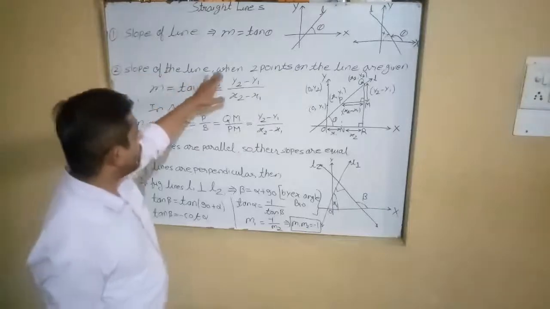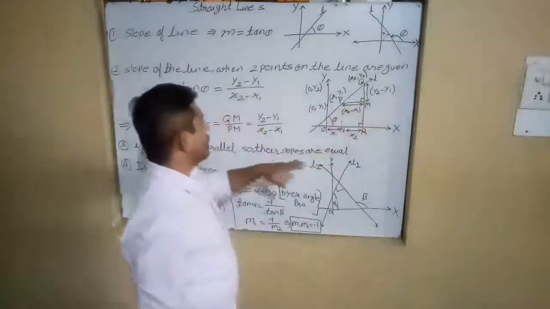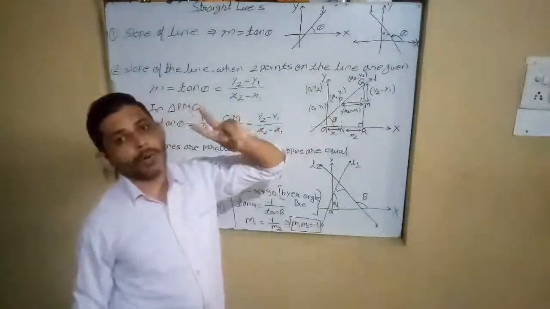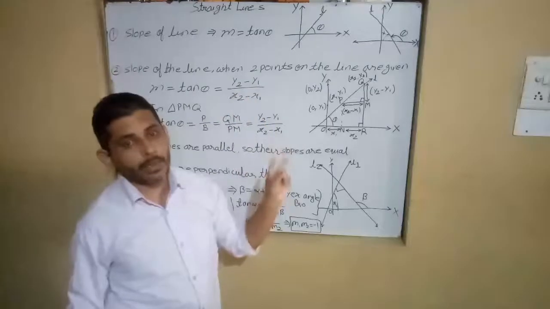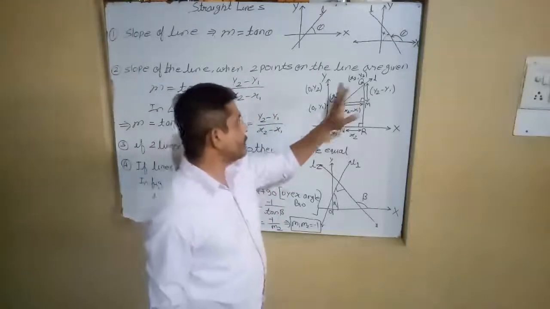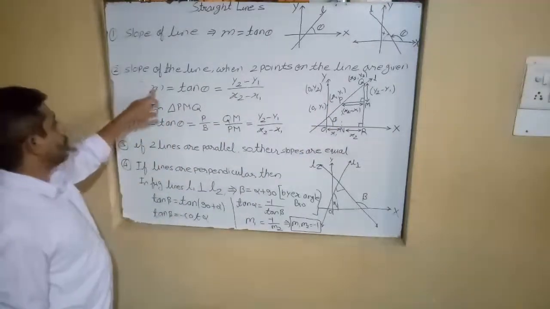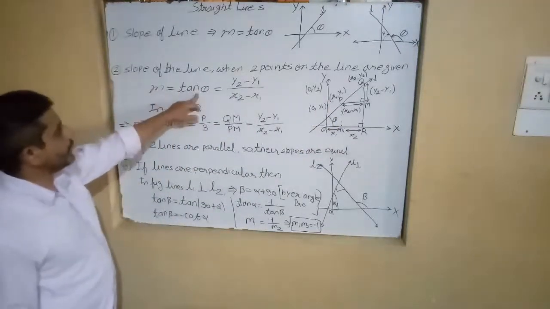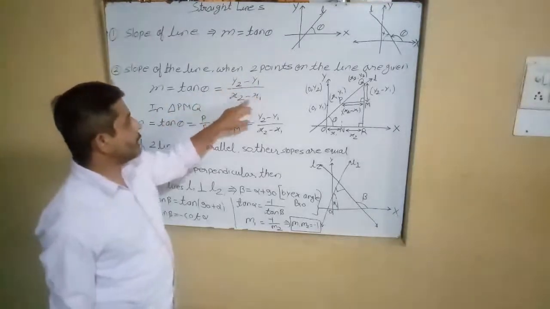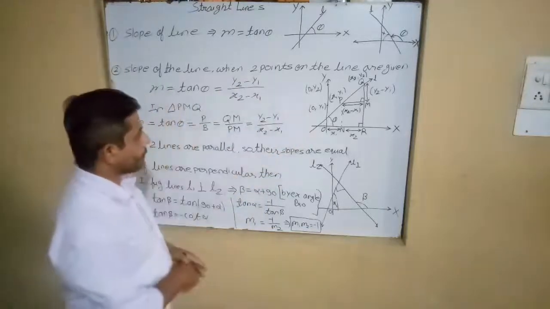Now look at the second one here: slope of the line when 2 points on the line are given. If we do not know theta, and any 2 points on the line are given, we can find the value of theta from these 2 points. Now look at here, this is the formula. Slope of line m is equal to tan theta, and tan theta is equal to (y2 minus y1) upon (x2 minus x1).